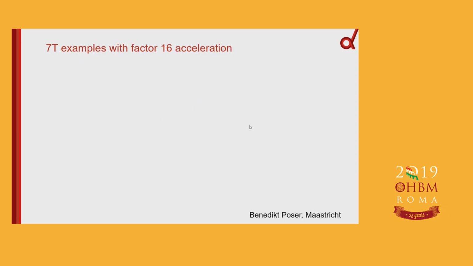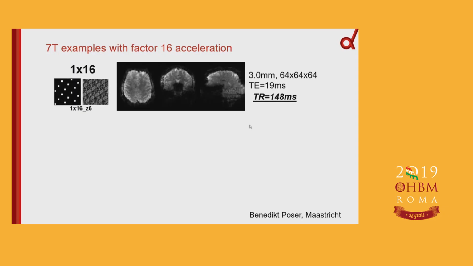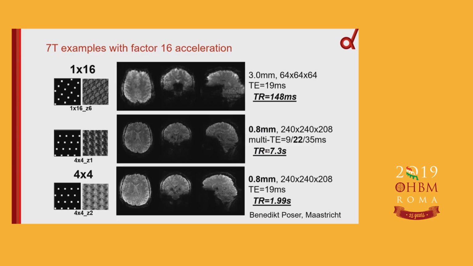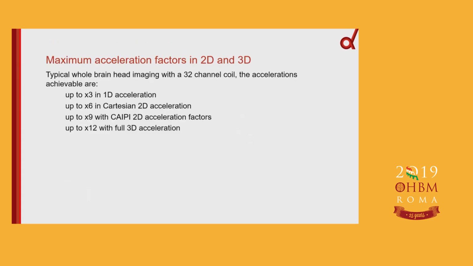So here are some examples from Benedikt Poser, which are going a bit extreme in terms of 16 times acceleration. So you can see 3 millimeter isotropic with a TR of 148, 0.8 millimeter isotropic with multi-echo in 8 seconds, and 0.8 millimeter isotropic, which is the sort of thing you'd want for doing laminar fMRI, in 2 seconds. I would have to say this is a little bit on the sporty side. We tend to end up with protocols on around 3 seconds for getting close to whole brain coverage, but the basic idea is quite important.